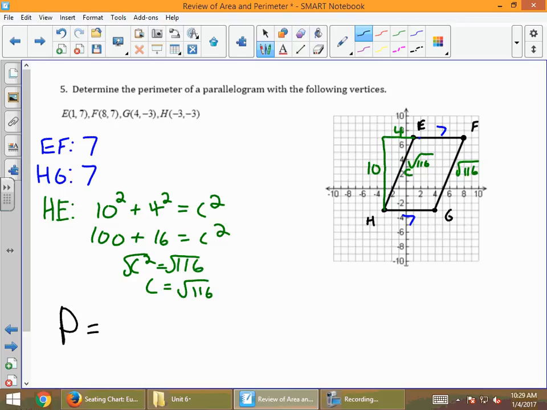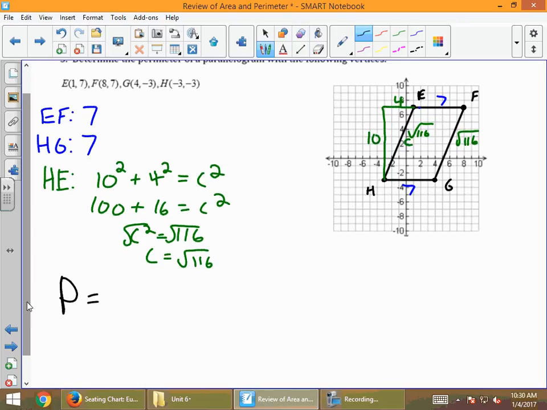Then we're ultimately going to round our answer in our final step. So I'm going to add these together. So I'm going to say 7 plus 7 plus the square root of 116 plus the square root of 116. And this gives me a perimeter of this. 1 decimal place is fine for rounding. If you're sitting in your seats, make sure you're trying this. We cannot help you the day of the test or anywhere else. And when you do so, you get this number.